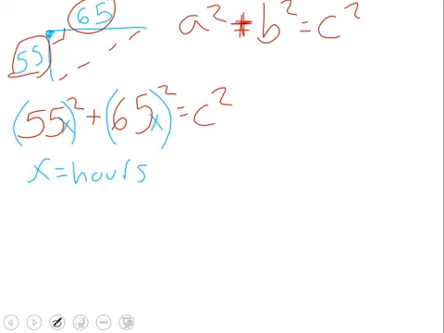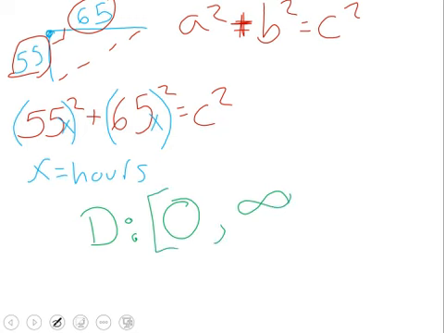Now the next part is asking about our domain. What's the domain of this? Well, what's the least amount of hours they could drive? So for our domain, the least amount of hours they can drive was 0. Okay, they could drive no hours. What's the maximum? Do we have a limit on how far they could drive, how long they could drive? No, we're not told a limit of how long, so that means that we would say it's infinity. And so we'd include the 0, but we'd exclude the infinity. Okay. And so that would be our domain. We'd write that interval.